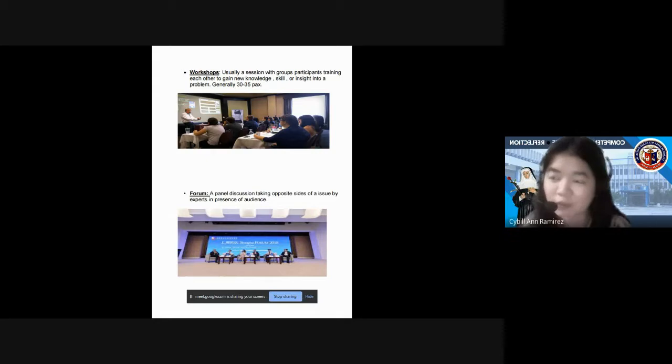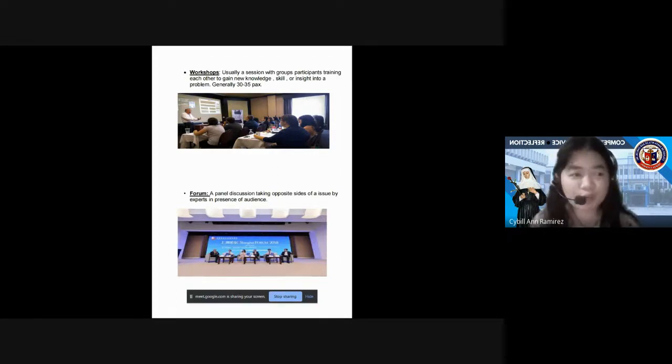We have to make our own curriculum guide, no? So that's a workshop already. Next is a forum. A forum is a panel discussion taking opposite sides of an issue by experts in the presence of an audience. This is more like a very formal debate, no? But we don't call it a debate because they're not really discussing aggressive arguments with each other, no?